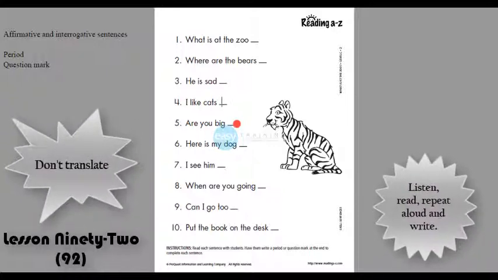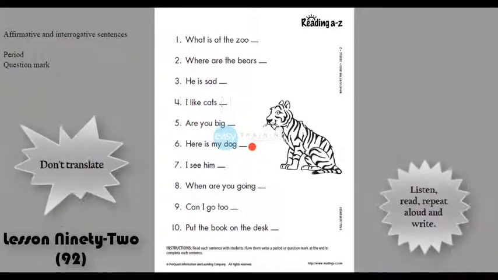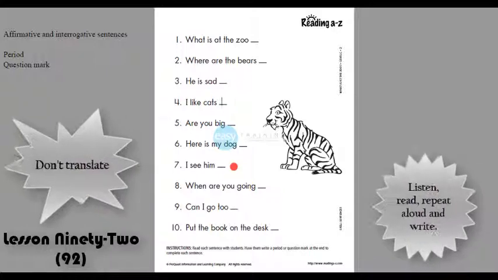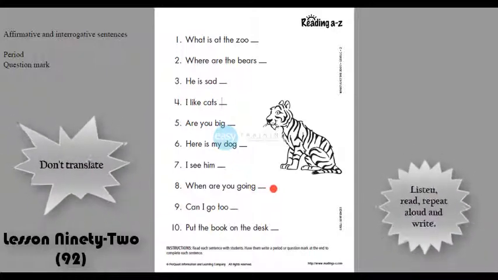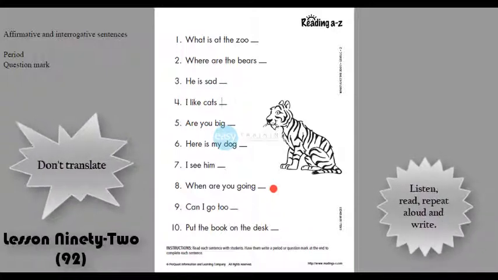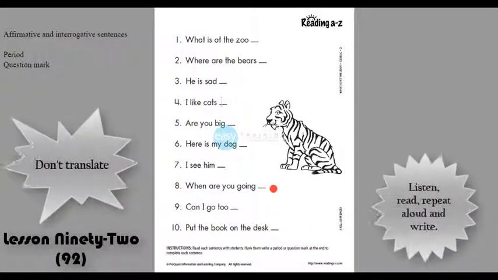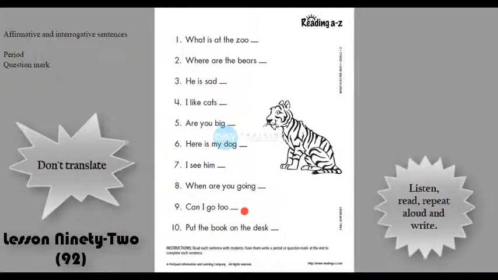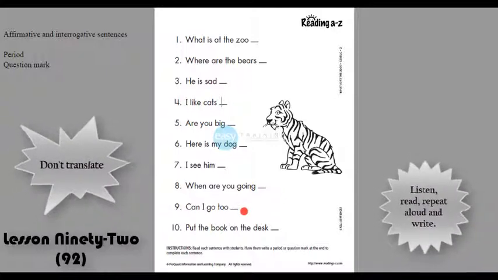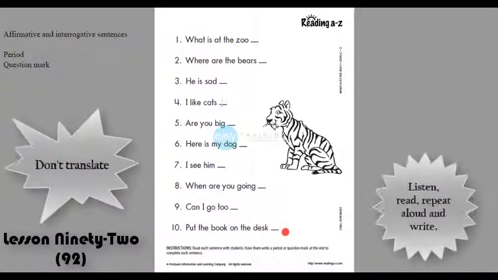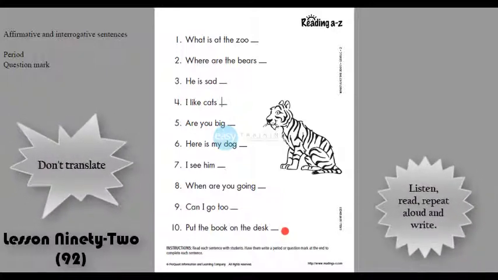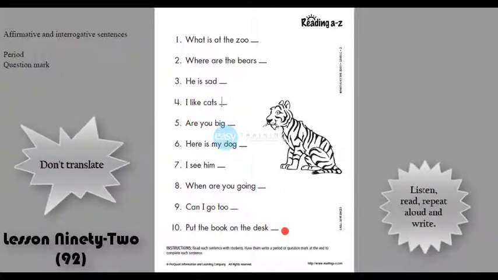Here is my dog. Affirmative or interrogative? I see him. Affirmative or interrogative? When are you going? Affirmative or interrogative? Can I go too? Is it affirmative or interrogative? And last, put the book on the desk. Is this an interrogative or an affirmative sentence?